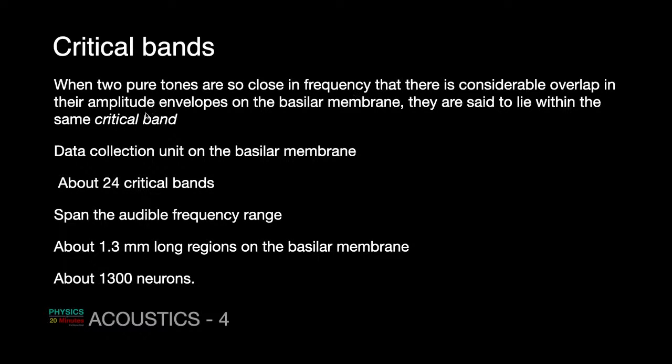So there are around 24 critical bands. They span the entire audible range from very low frequency to very high frequency. Remember, the entire basilar membrane is around 35 mm, so each critical band is around 1.3 millimeter long, and in each one there are around 1300 neurons which are responsible for sensing.